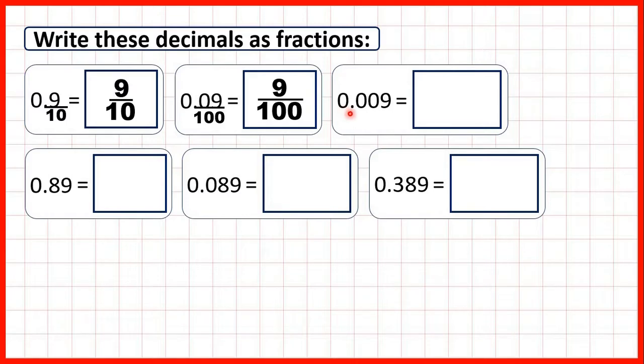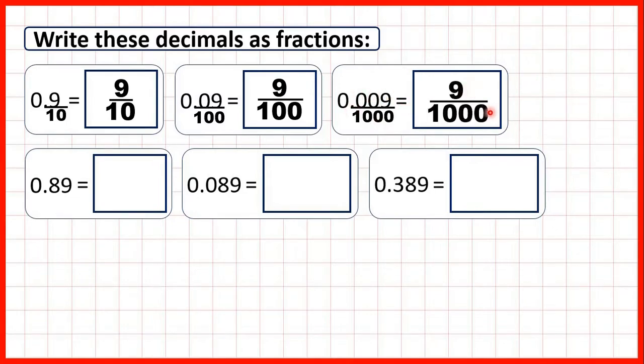Now, for 0.009, we need to remember that we have tenths, then hundredths, then thousandths. So we can draw a line across from the decimal point and write a denominator of 1,000, so 3 zeros, because we have 3 digits after the decimal point.